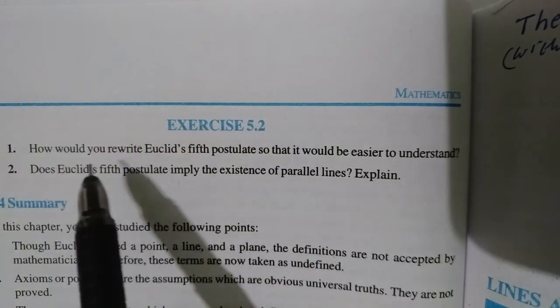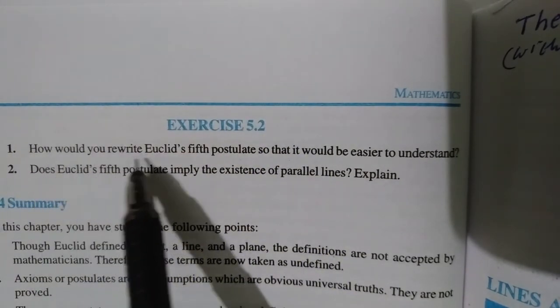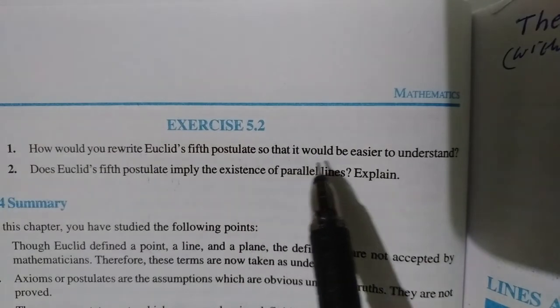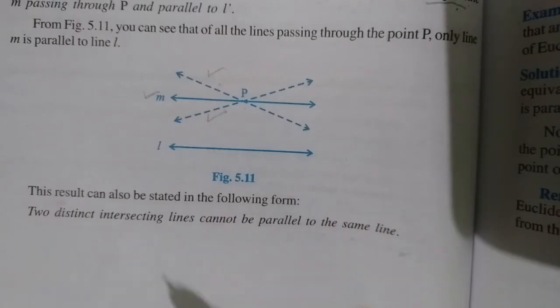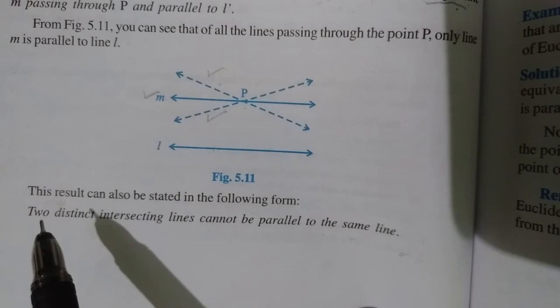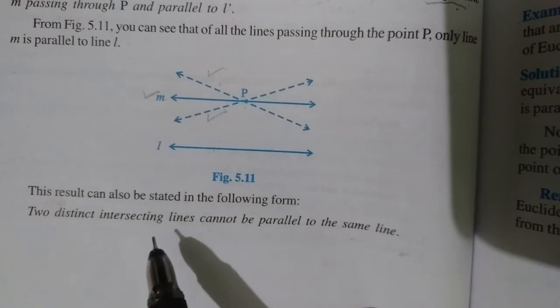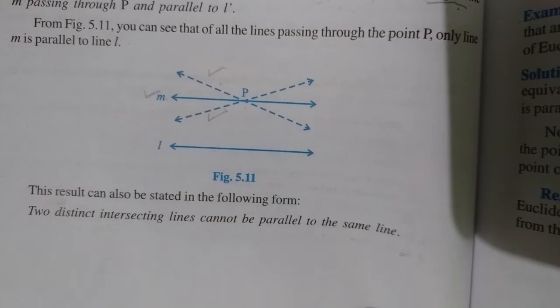Exercise 5.2, question number 5. How would you rewrite Euclid's fifth postulate so that it would be easier to understand? Children, the answer is very simple, already discussed, but I am showing you that answer. Children, you can write it this way also. Two distinct intersecting lines cannot be parallel to the same line, children. Okay, now let us discuss the last question.